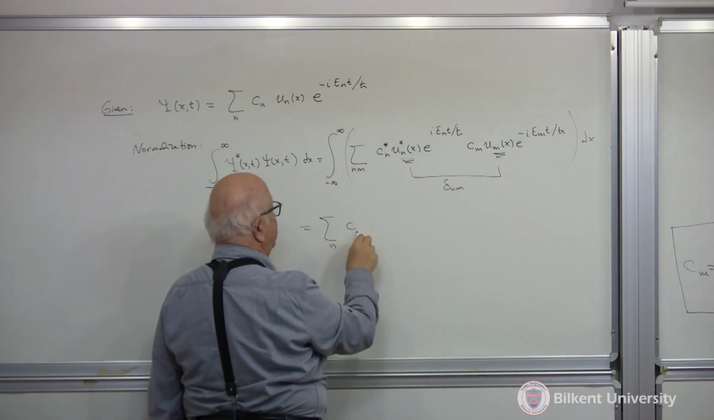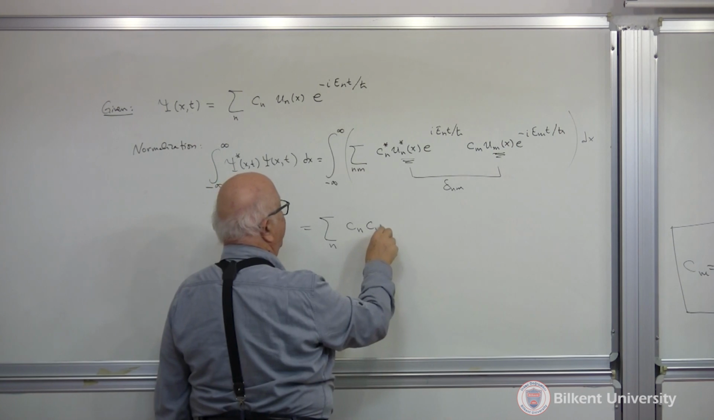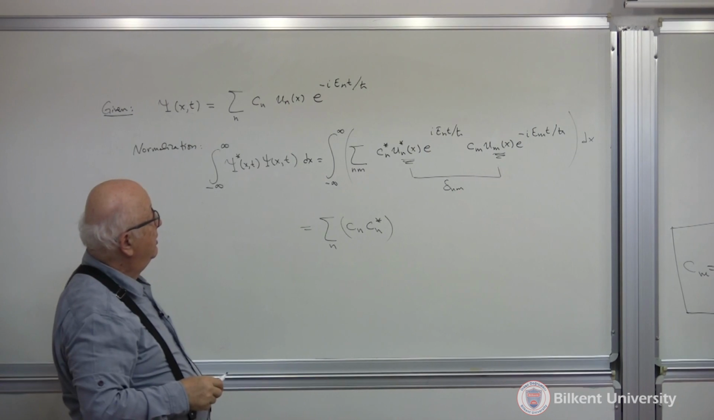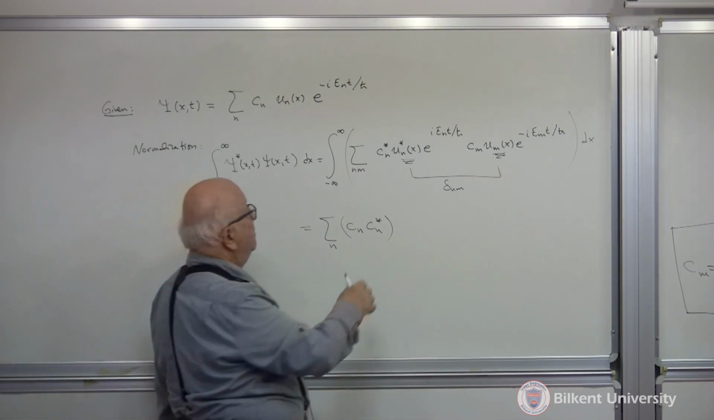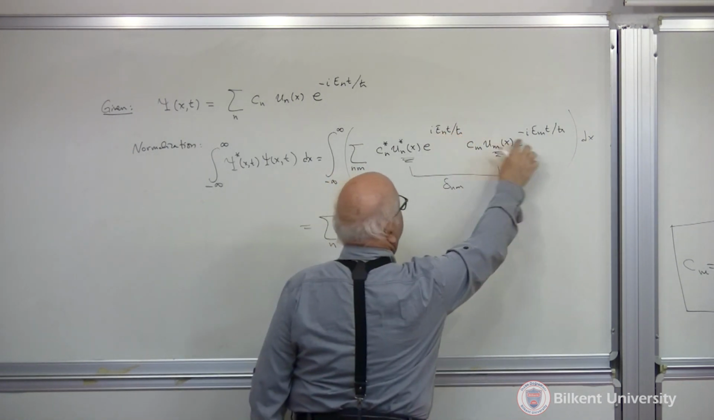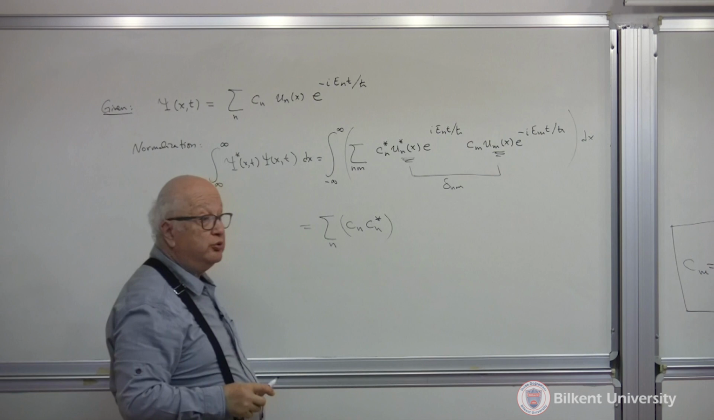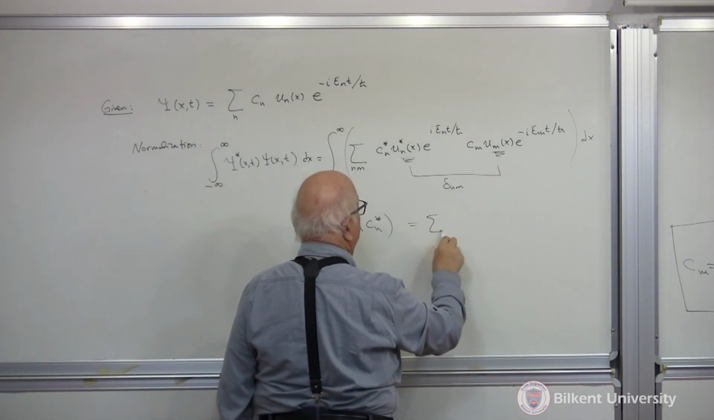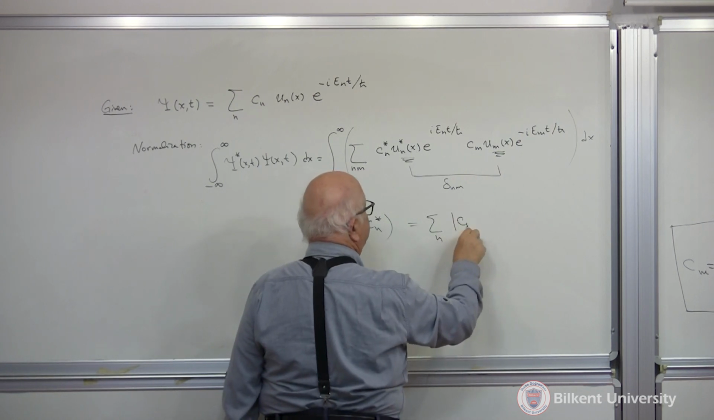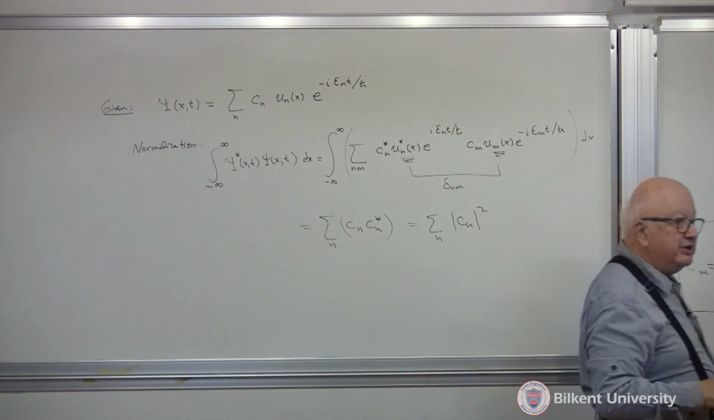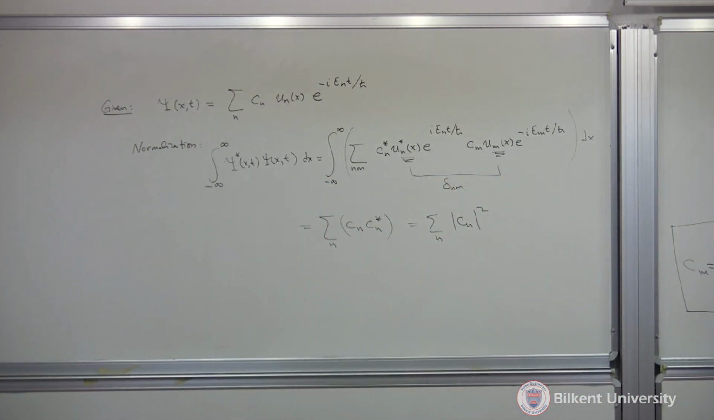So it's going to be Cn* Cn, and everything else is gone. The un's are gone with the integral, and since n is equal to m, the time dependence also vanishes. I end up with just the sum over n of |Cn|². So that's nice. My normalization is preserved. If I normalize it once, it will stay normalized.